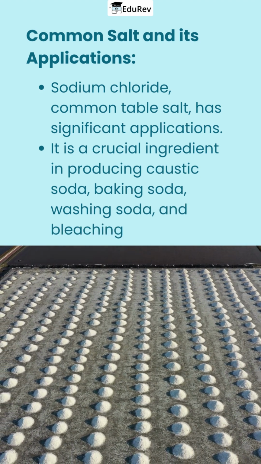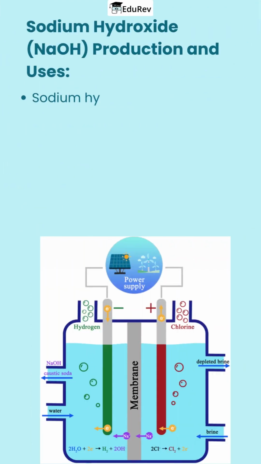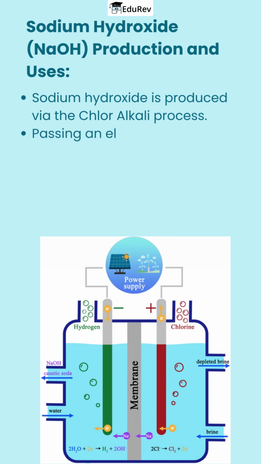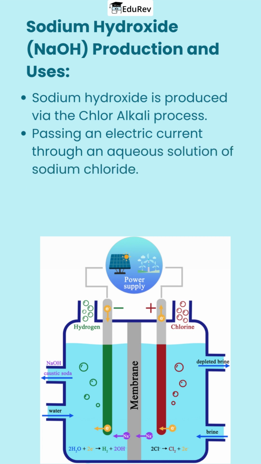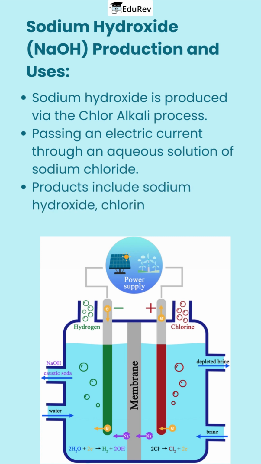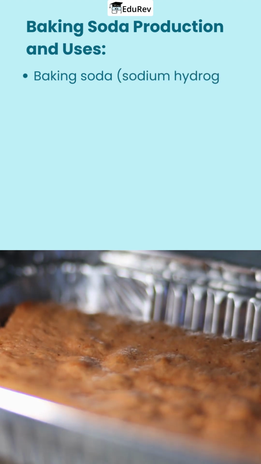Sodium hydroxide production and uses. Sodium hydroxide is produced via the chlor-alkali process. The process involves passing an electric current through an aqueous solution of sodium chloride. The products include sodium hydroxide, chlorine gas, and hydrogen gas. Sodium hydroxide finds use in water treatment, swimming pool maintenance, PVC production, disinfectants, chlorofluorocarbon production, pesticides, fuel production, margarine making, and fertilizer manufacturing.